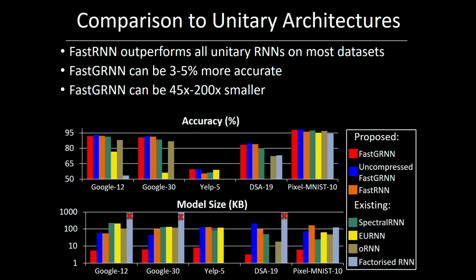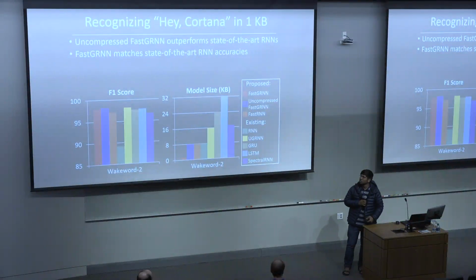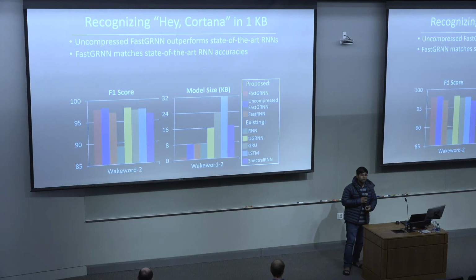This is a comparison with unitary RNNs. We even get about 200 times better model sizes while beating them handsomely by up to 2%. This is the crown jewel of the entire paper. We actually did Hey Cortana detection on 1 kilobyte of RAM, and we deployed it. The only caveat here is we assume that we get the featurized version of the spectrogram in, because we can't afford to do FFT on the device. If you get the featurized Hey Cortana in, we can always make the decisions using a 1 kilobyte model.